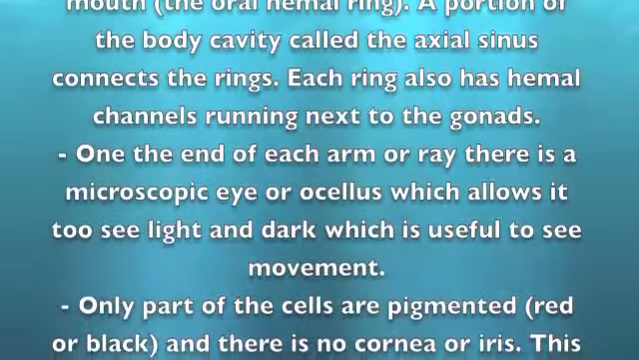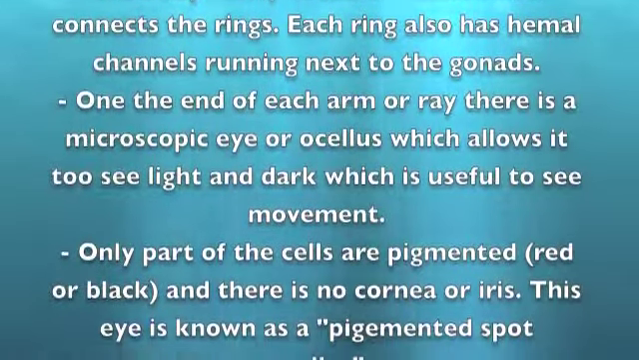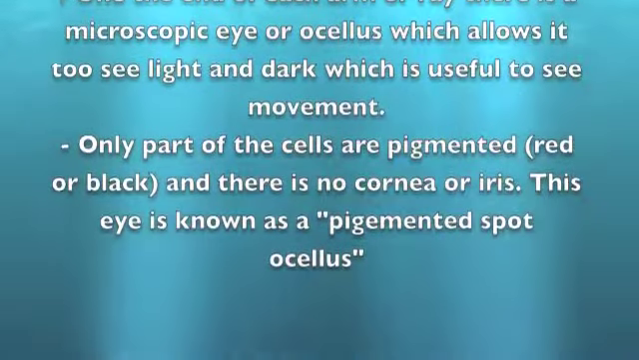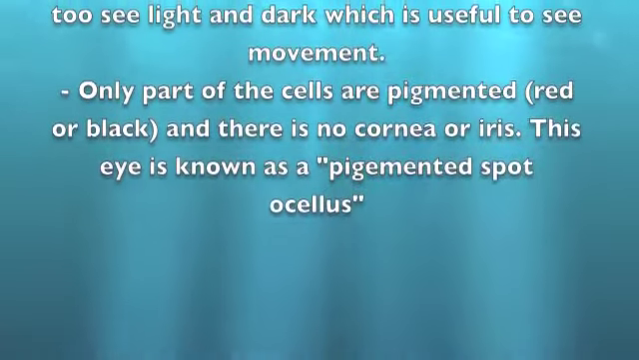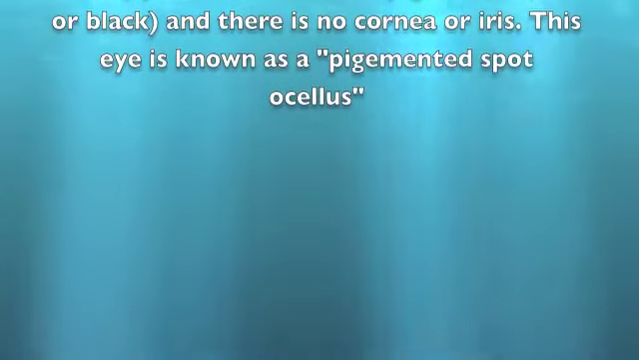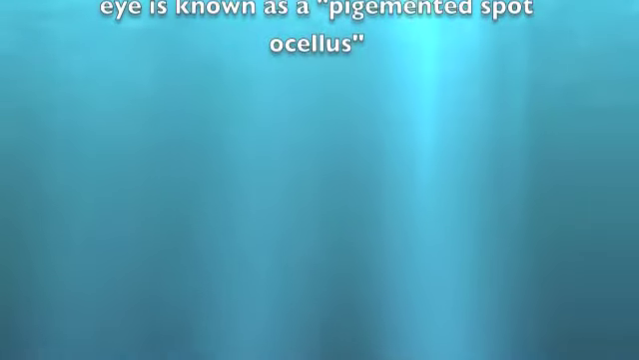On the end of each arm or ray, there's a microscopic eye, or the ocellus, which allows it to see light and dark. It's also very useful in seeing movement. Only part of the cells are pigmented in a red or a black color, and there is no cornea or iris. This eye is known as the pigmented spot ocellus.